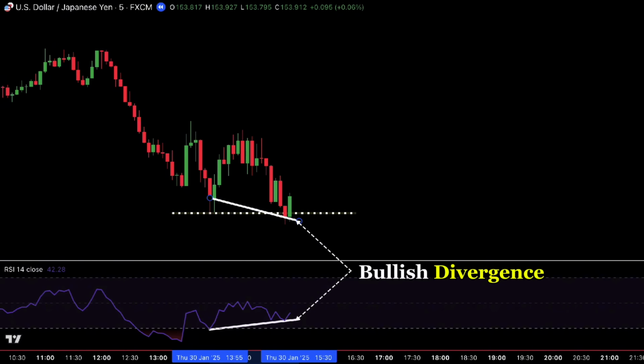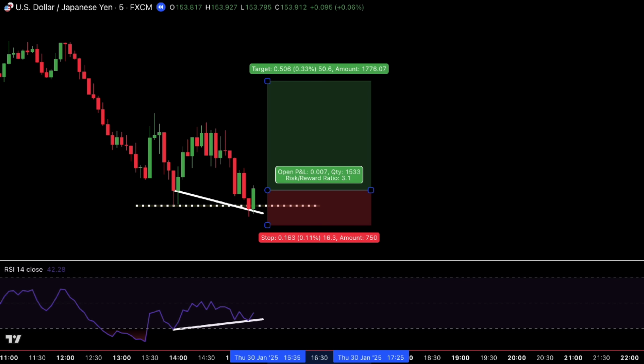Right after the sweep, a bullish candle forms. This is your confirmation that the reversal is starting. This is the moment where both pieces of confluence come together: liquidity swept, RSI divergence confirmed, and buyers taking control. Once the candle closes, you can enter a buy trade. Entry, after the candle closes. Stop loss, just below the sweep's low. Target, the next resistance, or a 1-to-3 risk-reward ratio.